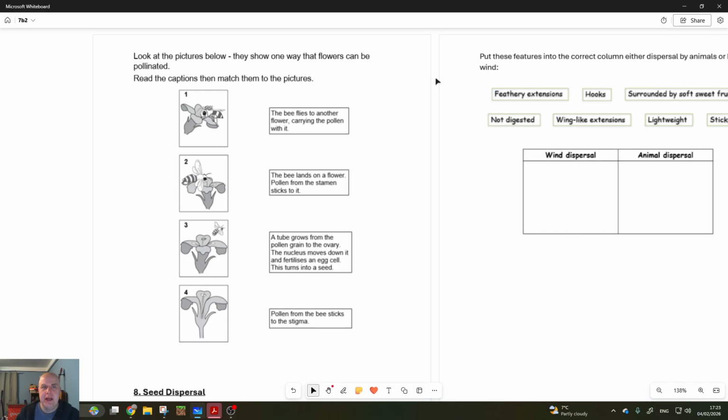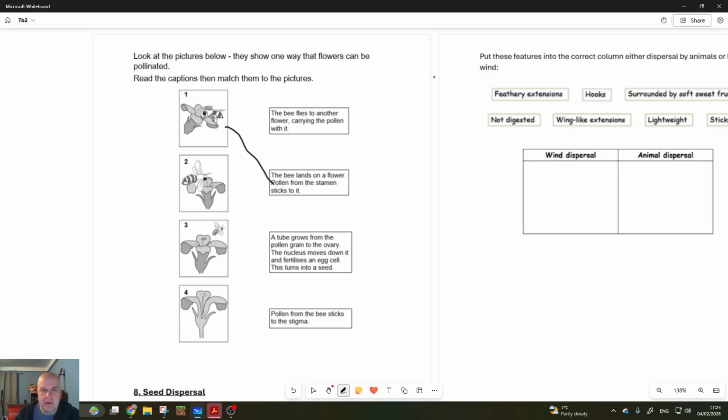Now, here we have some very interesting diagrams, and we are going to have a good look at them. Now, it says about flowers being pollinated. Now, first of all, we've got to think about the tube grows from the plant, the nucleus moves down, this turns into a seed. Okay, so that obviously is the very end there. Okay, now first of all, we've got a bee landing on a flower. Okay, now the pollen from the stamen sticks to it. Now to me that looks like that one. Now you may pick that as number 2.